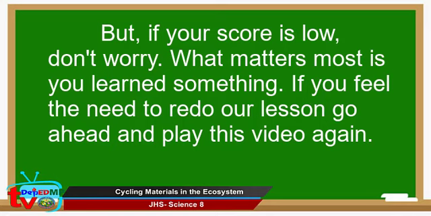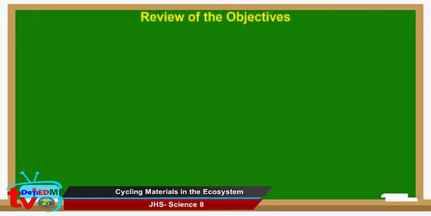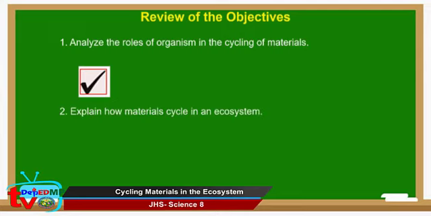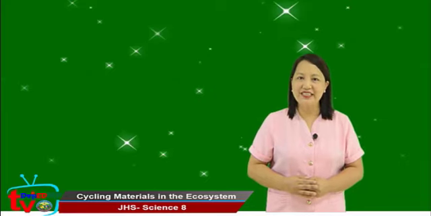Before we end, let us go over the objectives if we attained it. 1. Analyze the roles of organisms in the cycling of materials. Did we attain this? Yes. 2. Explain how materials cycle in an ecosystem. Did we attain this? Yes. That ends the lesson in this video.